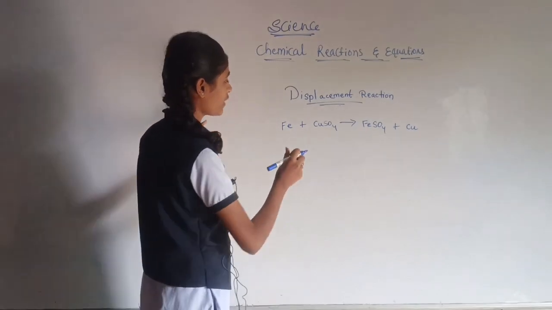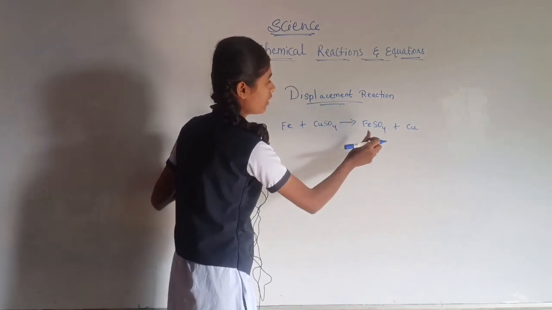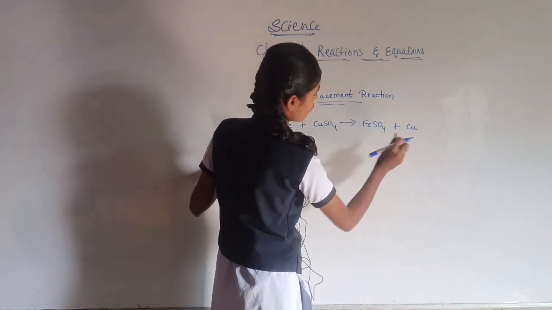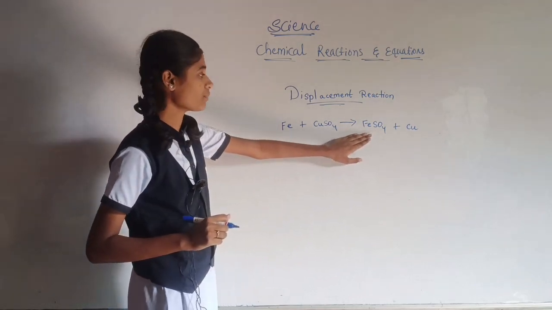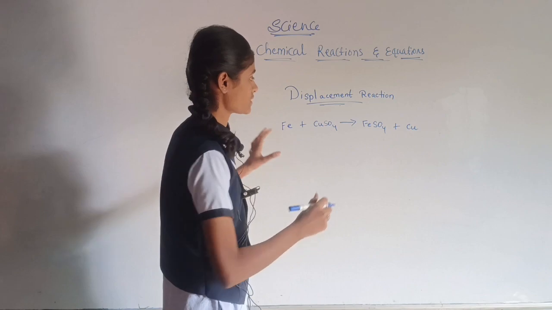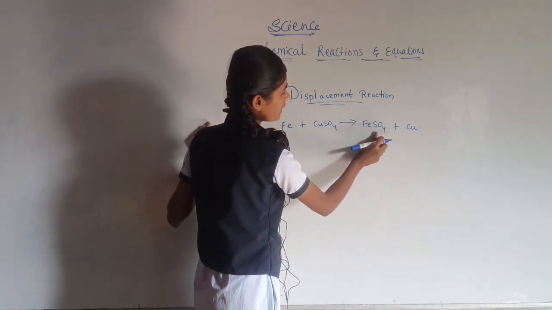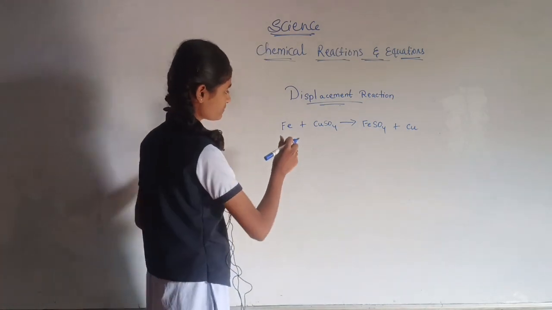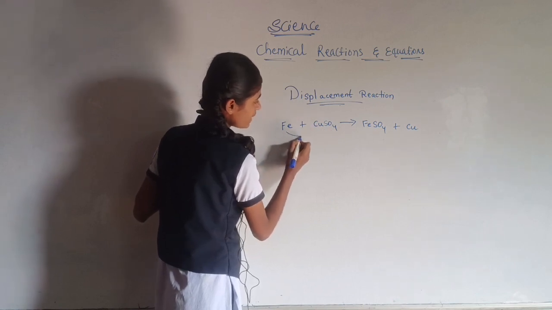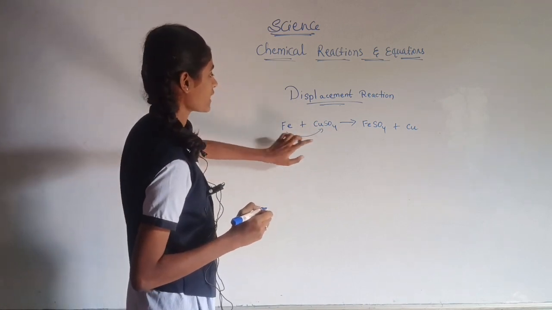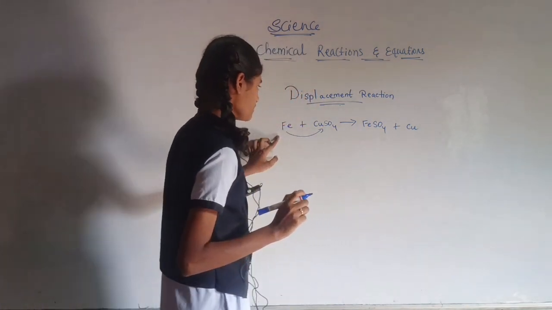Here you may get confused: why is it forming ferrous sulfate, why not FeCu plus SO4? Because it is a solution, sulfate is formed by a non-metal, so metals and metals cannot form together; metals and non-metals are formed together as ions. So iron is more reactive than the copper in the copper sulfate, so it is displacing the copper and forming the iron sulfate.